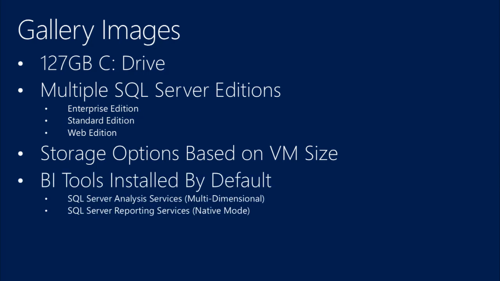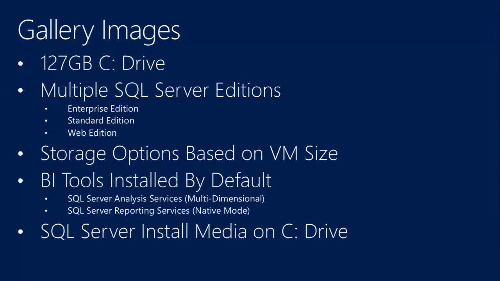The BI tools in these gallery images are installed by default, some of them. Reporting Services native mode is installed. Analysis Services multidimensional mode is installed. And of course, the SQL Server engine is there as well. And the nice thing is, since we have 127 gig on that C drive, the install media for SQL Server is also on the C drive. So if you wanted to, say, use tabular mode Analysis Services instead of multidimensional, you could run the installer and actually install the tabular mode. The media is there. Okay?